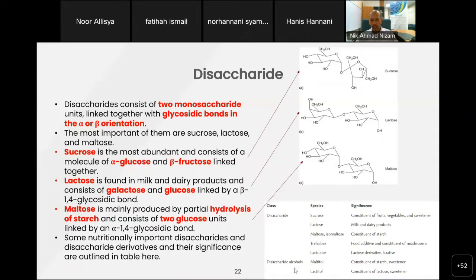There are also disaccharide alcohols, such as maltitol, a constituent of starch which is also considered a sweetener, and lactitol. The suffix tol only means that it is an alcohol; these disaccharides contain alcohol. But you just need to understand sucrose, lactose, and also maltose only.